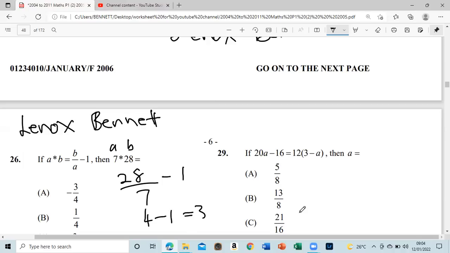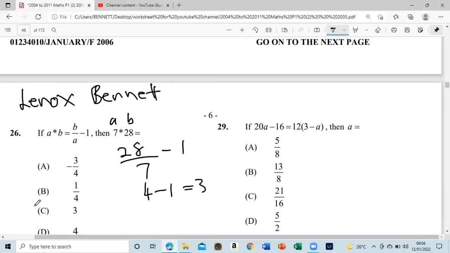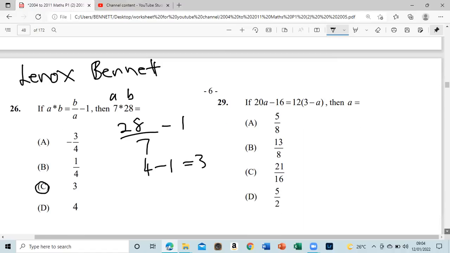Oh, let me scroll down. You could choose some of them on paper first. Let me start the card. All right, let's move on to 27.